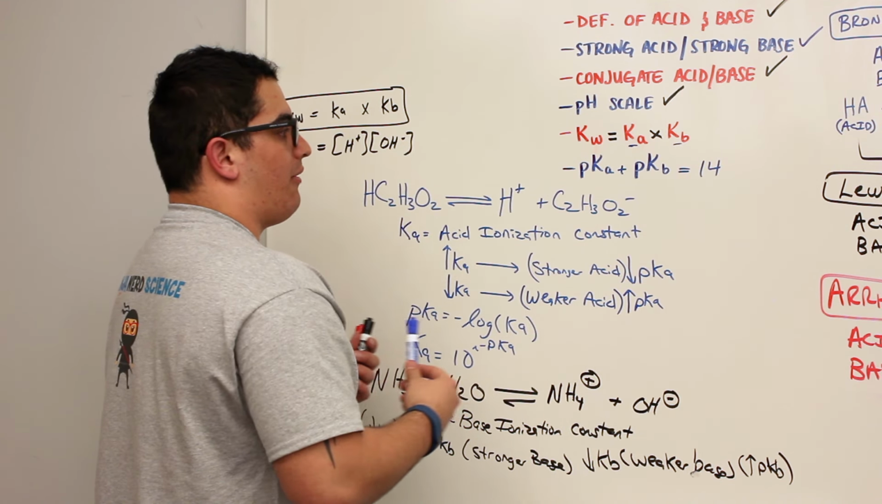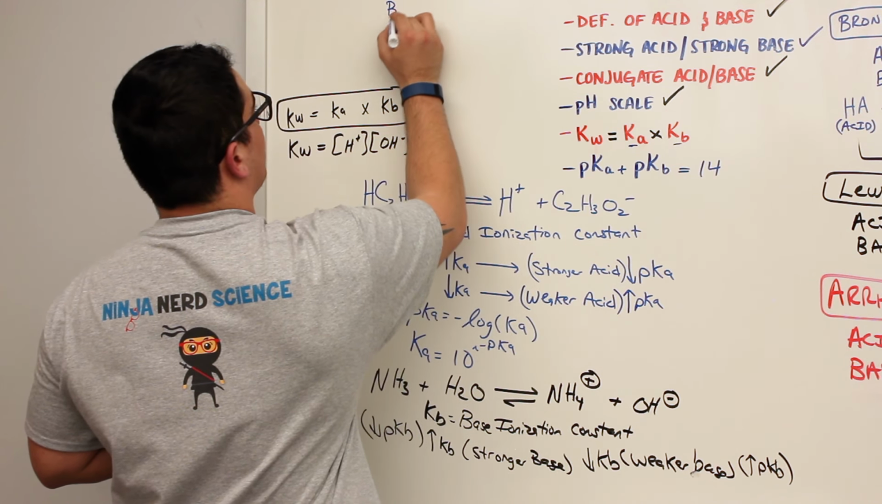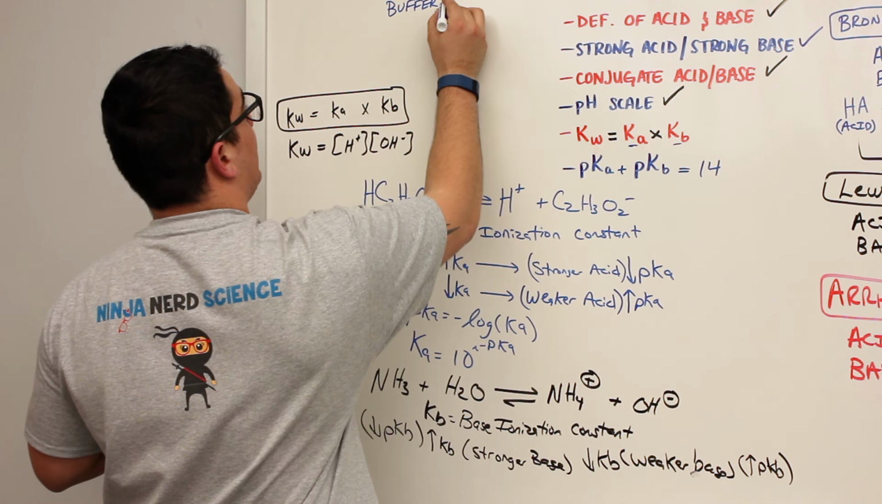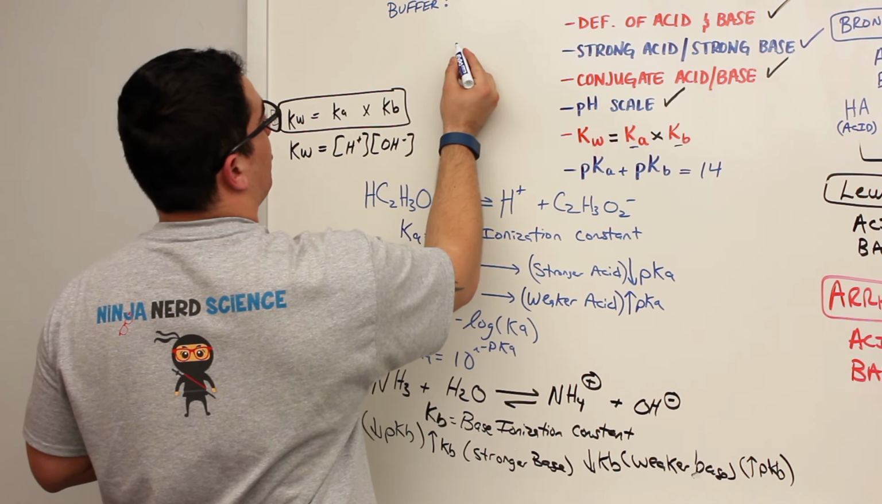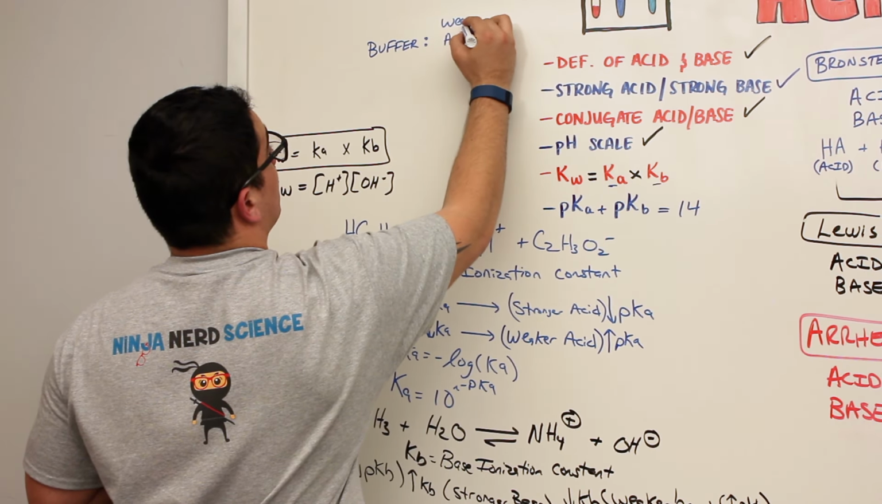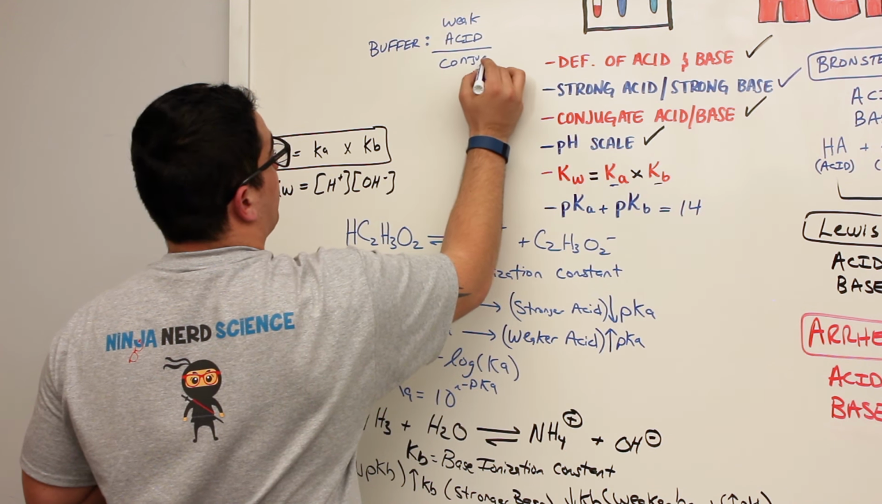Because here's one thing I want to finish up with pKa and pKb. We're going to talk about buffers in our final videos. And a buffer is basically a mixture. A buffer is designed to resist any abrupt changes in the pH. So a buffer is made up of a weak acid and its associated conjugate base. That's what a buffer is.